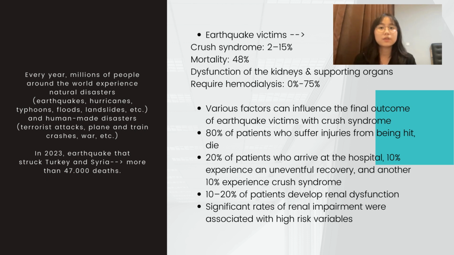In one study, it was reported that among earthquake victims, the reported crush syndrome rate was 2 to 15% and the mortality rate was as high as 48%. Other victims experienced limited survival due to the degree of dysfunction of the kidneys and supporting organs. The number of earthquake victims who require hemodialysis varies widely from 0 to 75%. Several studies have tried to study various factors that can influence the final outcome of earthquake victims with crush syndrome. Some relevant factors include the quality of infrastructure, decision routes, the arrival of rescue crews, and many more.